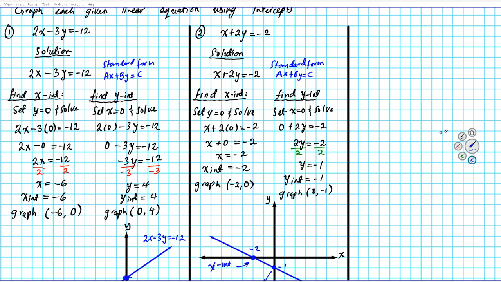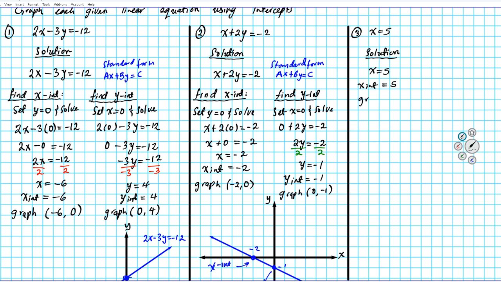Now for question number 3, what if we have something like this, x equals 5? How do you graph something like that? Okay, this one is already in standard form. Okay, x equals 5. So let's find the x-intercept. So in this particular one, the x-intercept is 5, because it's already solved for x.